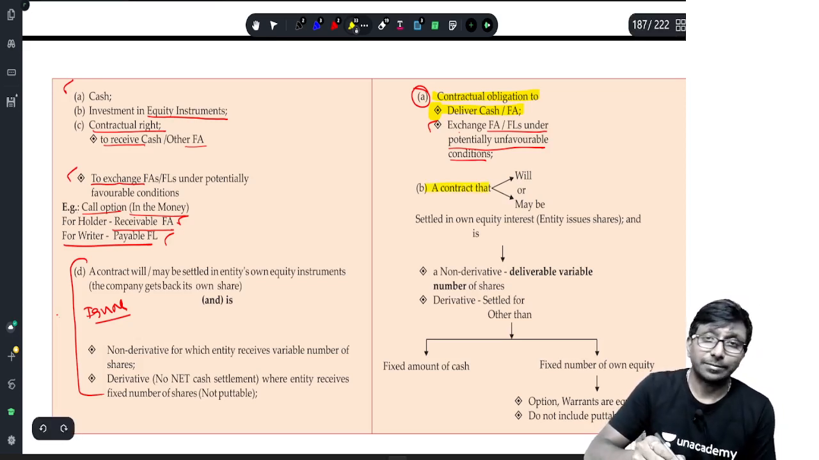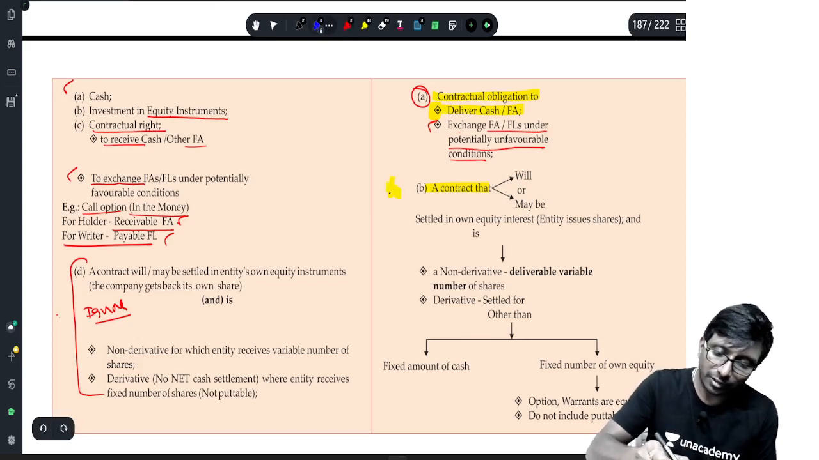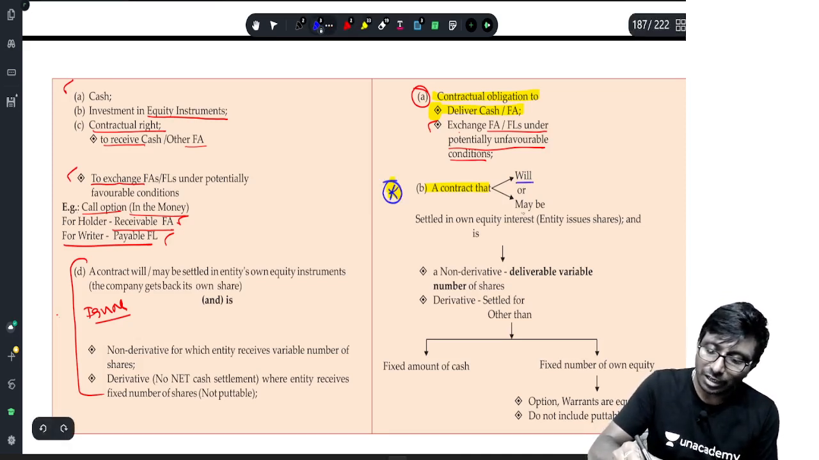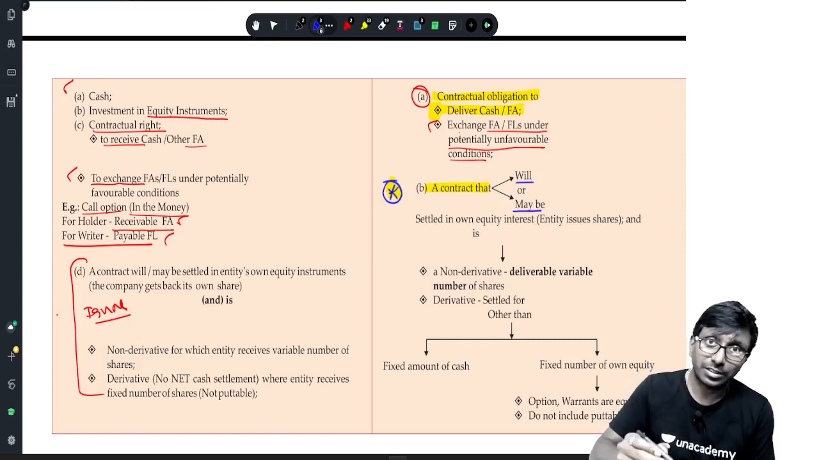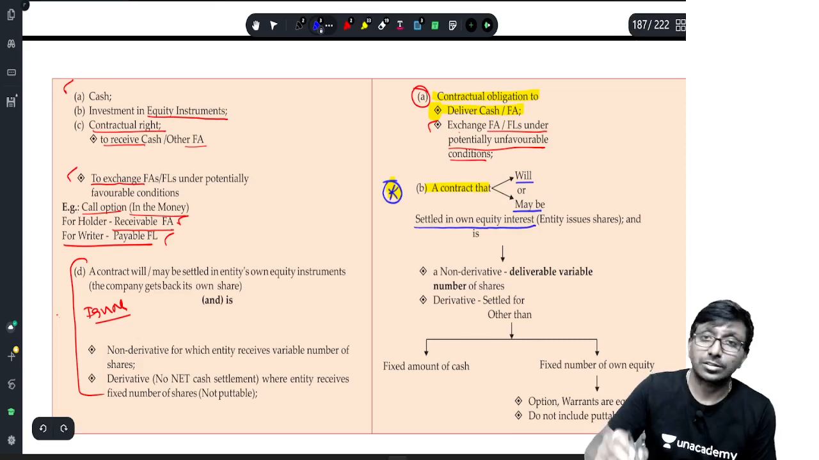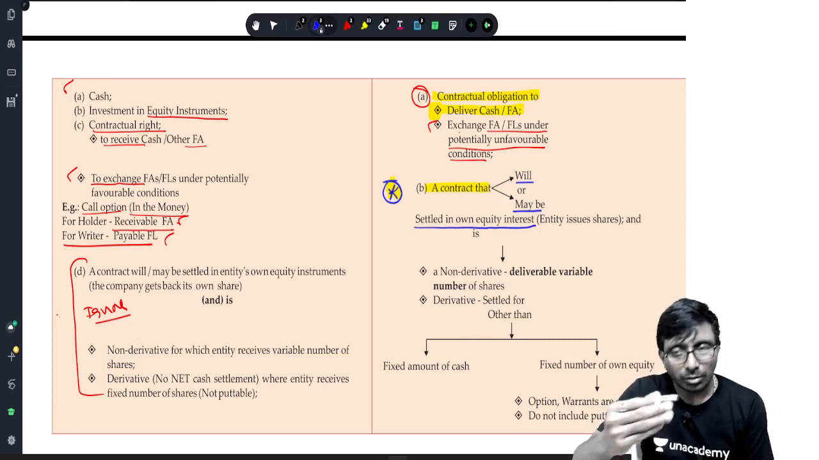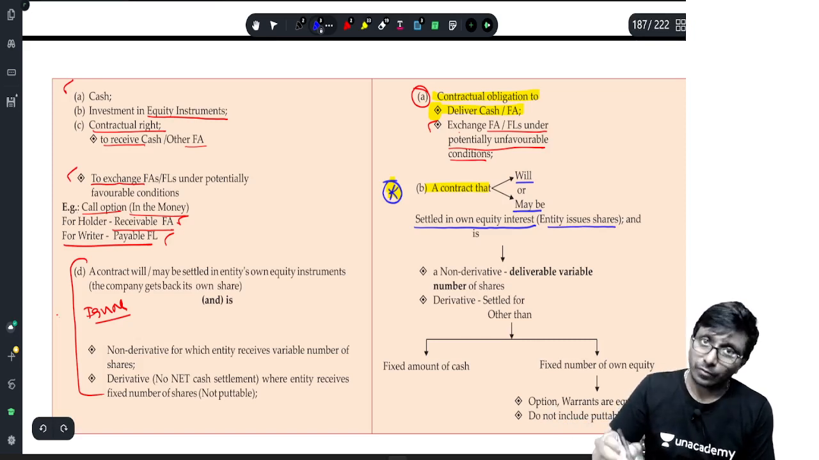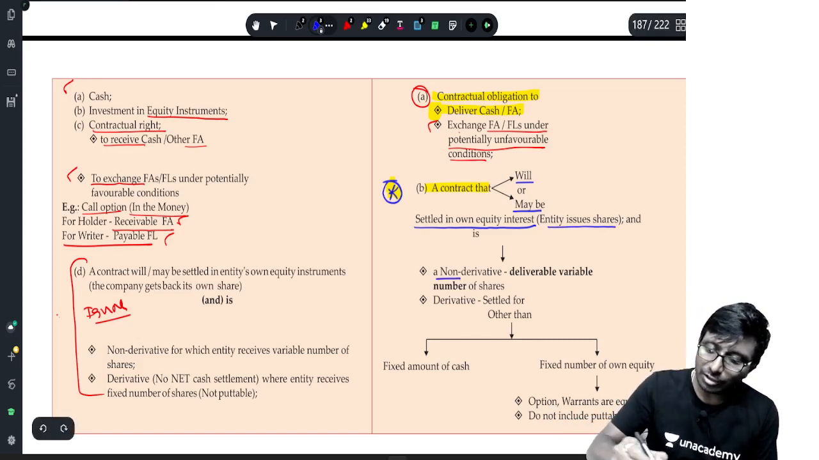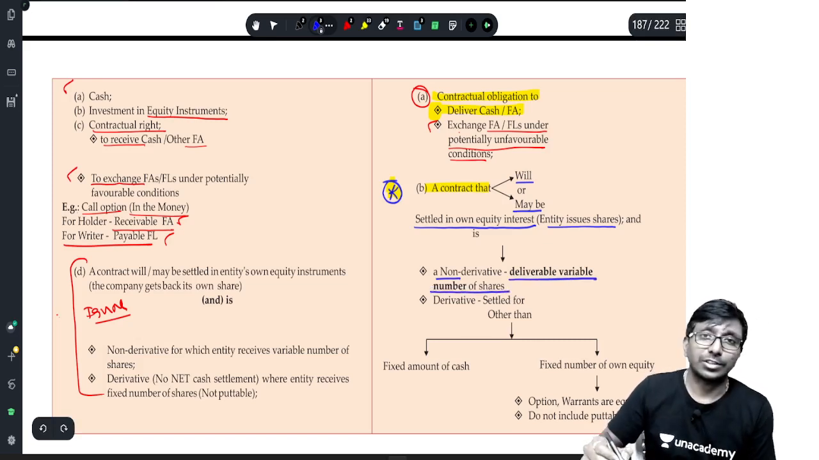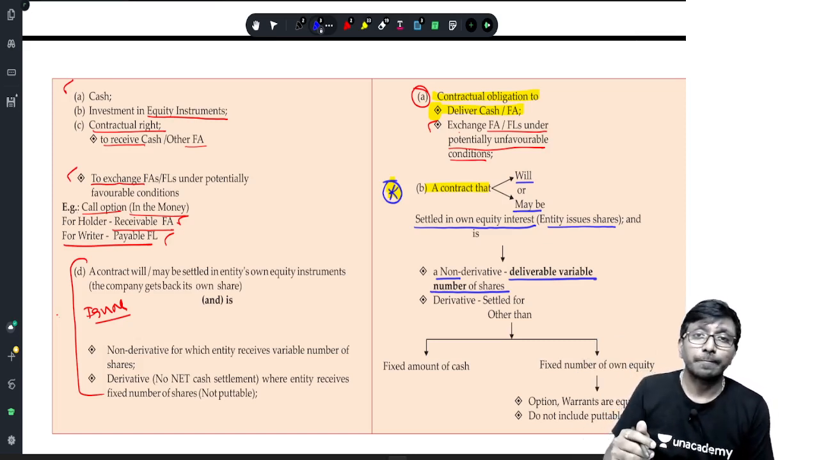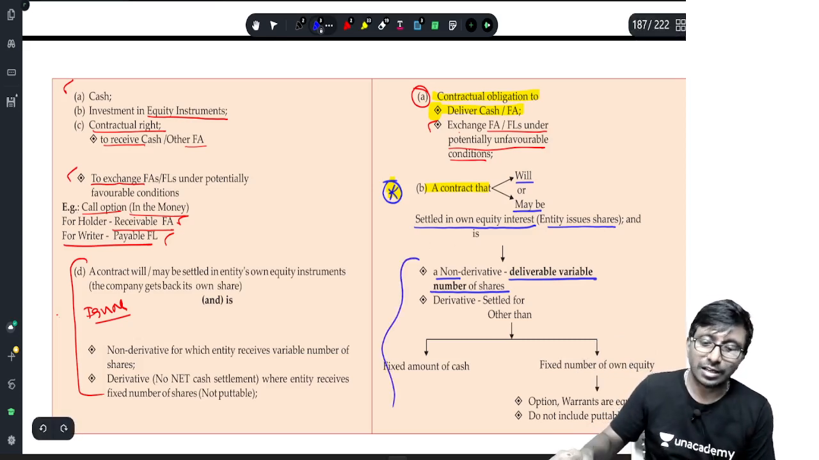And next, a contract, and this is a crucial point. Students sometimes feel difficulty here. A contract that will or may be settled in own equity instruments. How are you going to settle this liability? We will give our own equity shares and close it. That means we are going to issue our own equity shares. It is a non-derivative which is deliverable in a variable number of equity shares. In simple words, remember, we are going to give a variable number of equity instruments. Instead of reading so much information, I can make it in simple words.